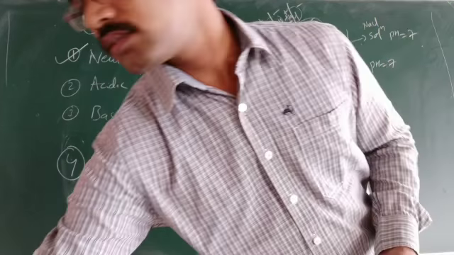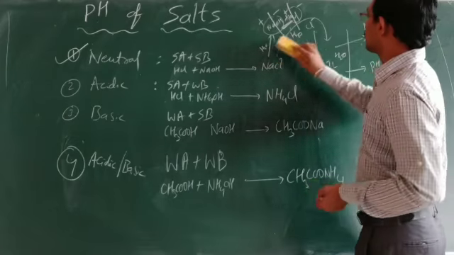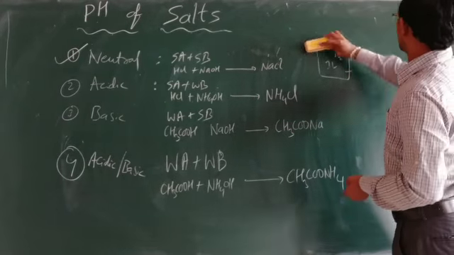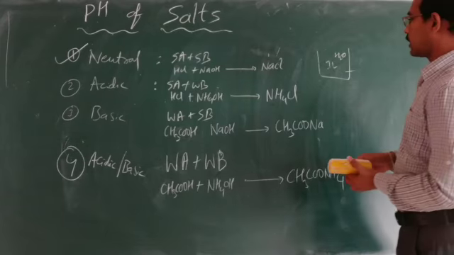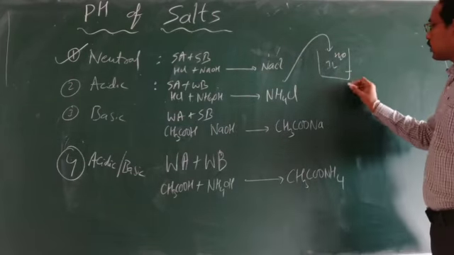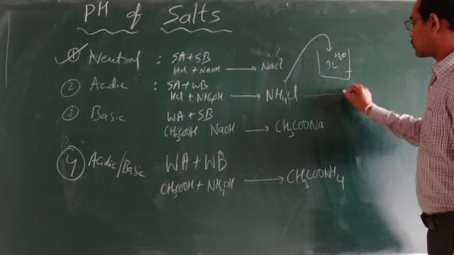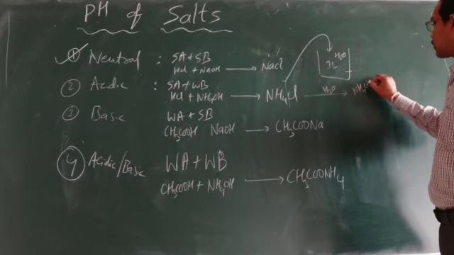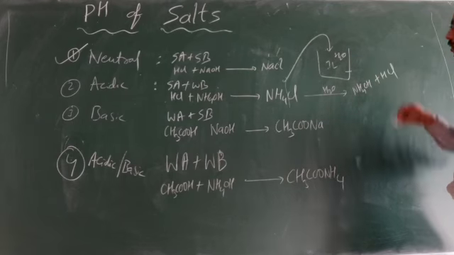Next, for the acidic salt and basic salt, the pH values will be different. Why different? See here. Same 1 liter of water I am taking. Now I am taking ammonium chloride. Right? Ammonium chloride I am adding. What will happen? This ammonium chloride again splits, reacting with water, forming ammonium hydroxide plus HCl.